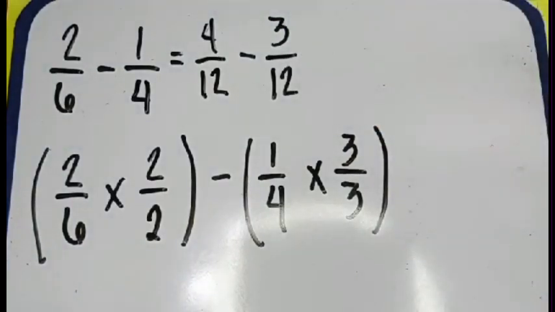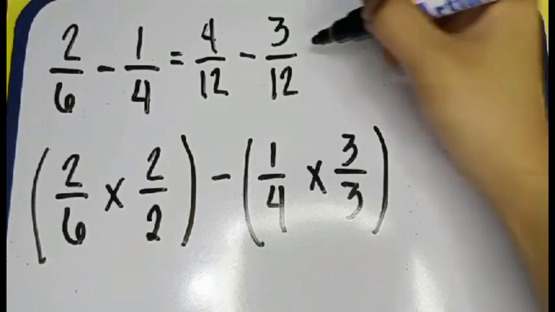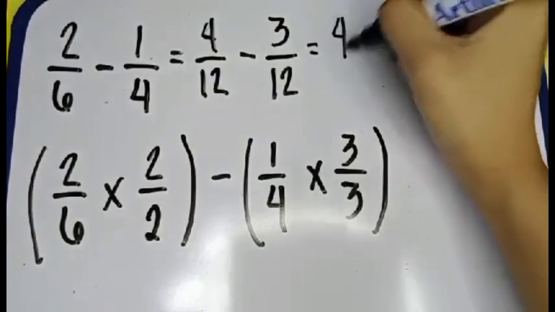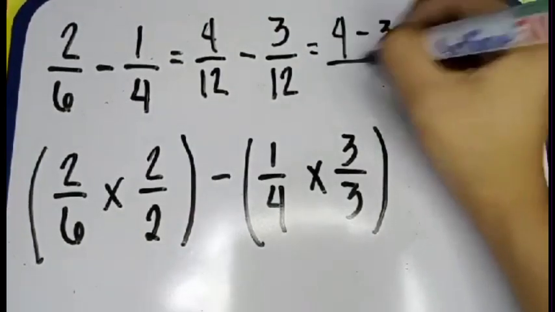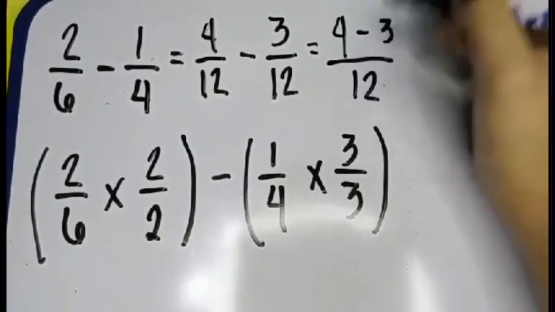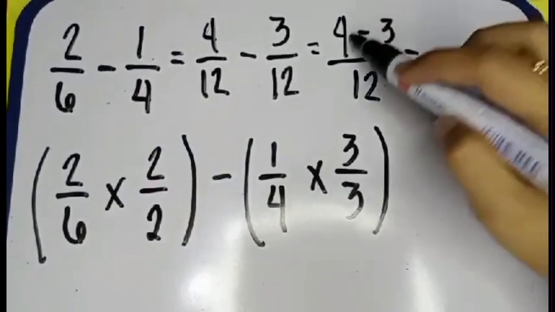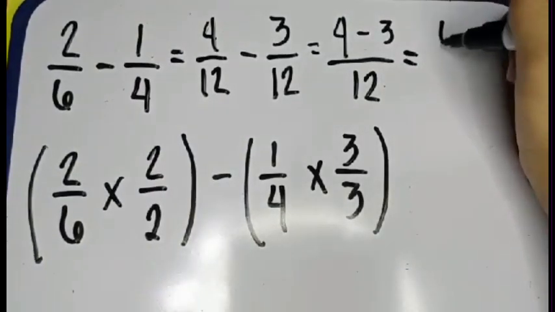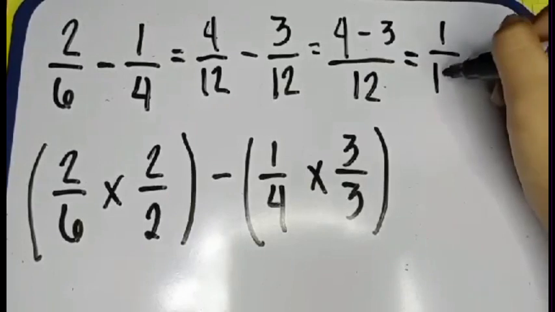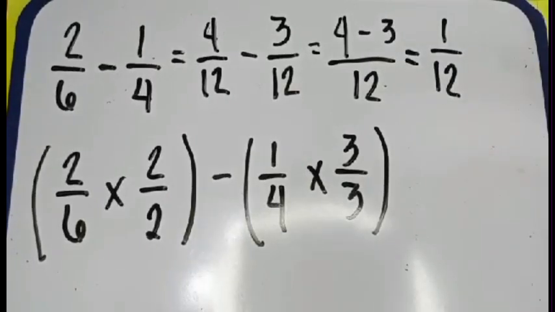The two fractions now have like denominators, so we can subtract the numerators. 4 minus 3, then copy the denominator. 4 minus 3 is equal to 1. Copy ulit the denominator. That will be our final answer is 1 over 12.